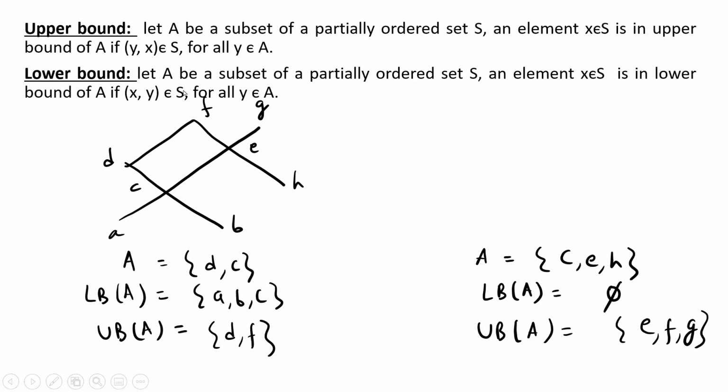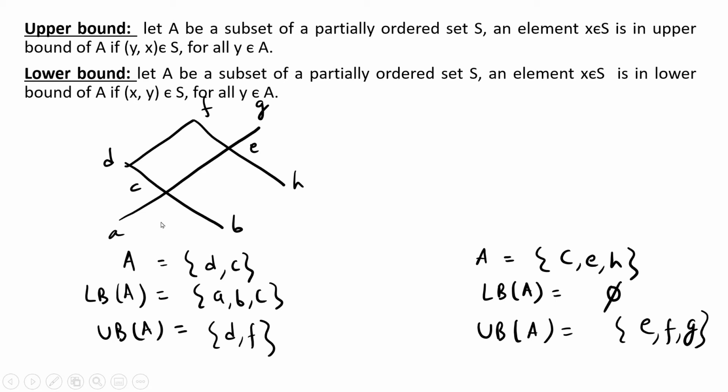Upper bound. Let capital A be a subset of a partially ordered set S. An element x belonging to S is an upper bound of subset A if there is a relation (y, x) belonging to the partially ordered set S for all y belonging to set A.